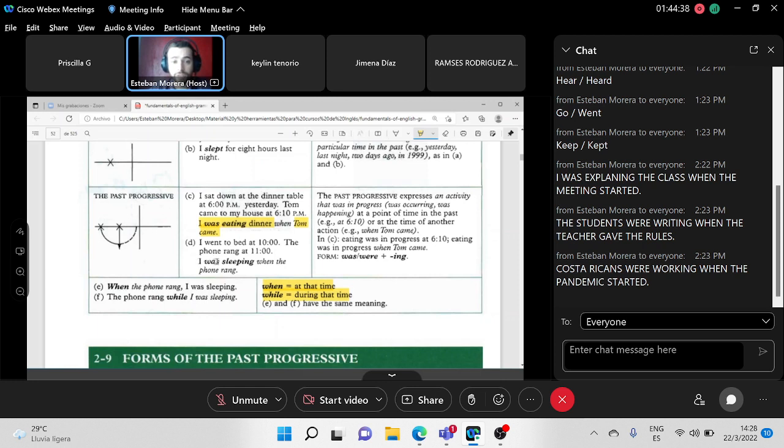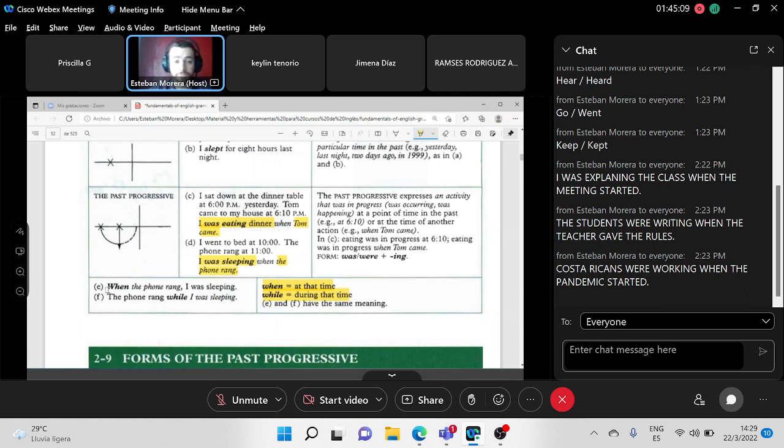Same as this one. I was sleeping, this is past progressive tense. When the phone rang, okay? The phone rang is simple past tense. So we have a simple past tense idea and a past progressive tense idea in the same sentence, right? So how can we make the difference? Okay, guys, we normally use when for the action in the past tense, and we normally use while for the action in the past progressive form.